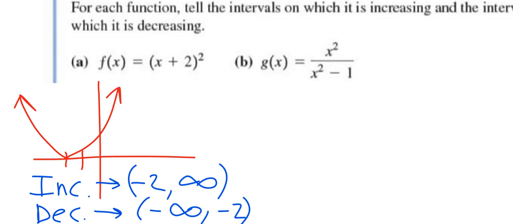Okay, you probably don't know what the next one looks like, so you do need your graphing calculator. Okay. X squared over x squared minus 1. And if you're using the old style calculators, you might need parentheses around your denominator. Otherwise, you're going to get it wrong.